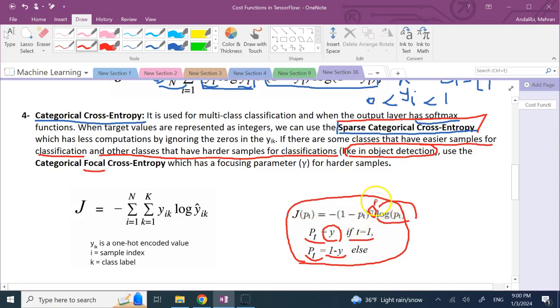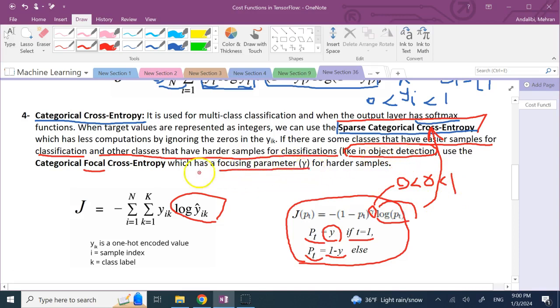If this power gamma is equal to 0, then you are just looking at what? You are just looking at that sparse one. Okay, remember I told you in the sparse one, you are just looking at the log of p, right? So if gamma is 0, but this gamma is typically not 0, and it's somewhere between 0 and 1, okay? And this parameter, we call it a focusing parameter.